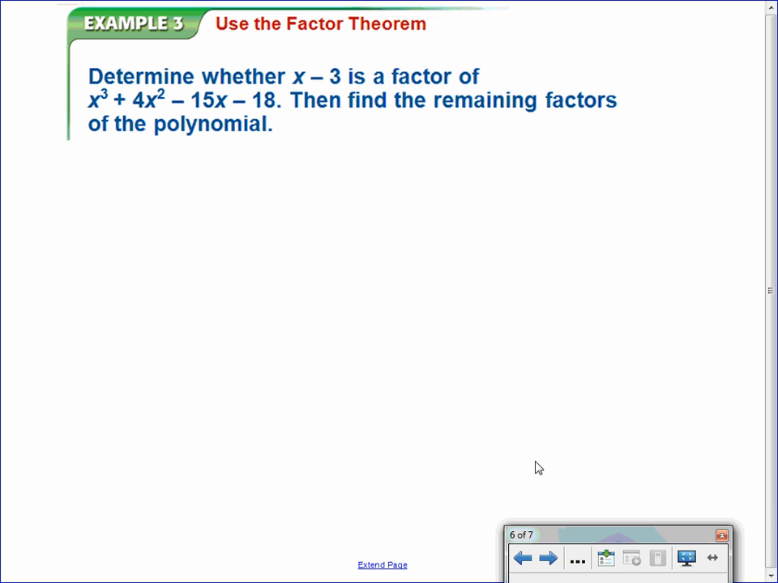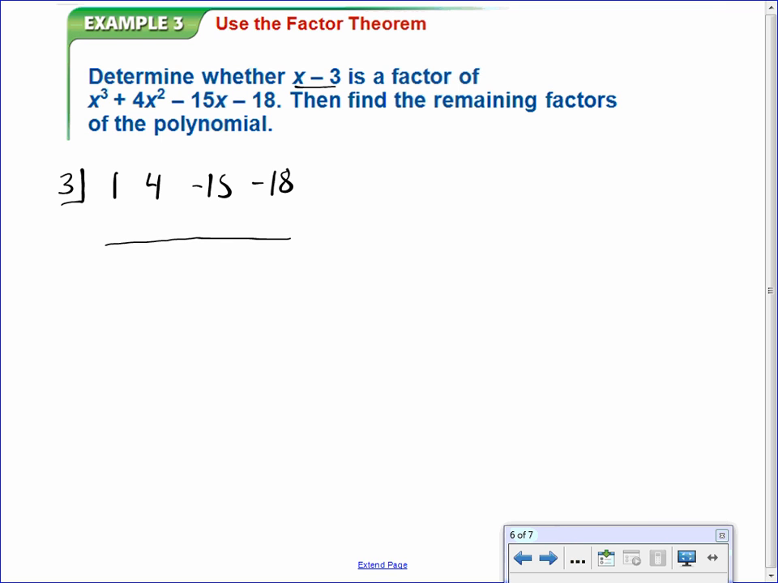Okay, so let's jump over here and take a look at one. Determine whether x minus 3 is a factor of this polynomial. 3rd degree, 1, 2, 3, 4 terms. I'm good. I won't need any zeros. So let's do this. That's a 1. That's a 4. That's a -15. That's a -18. Remember, when you're doing this to divide out the x minus 3, you're going to need to put the opposite of -3. So let's put a +3 right here.